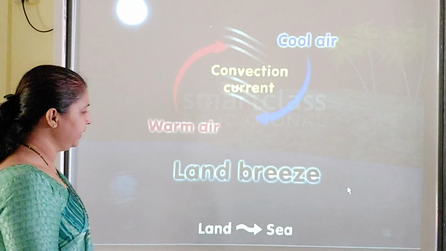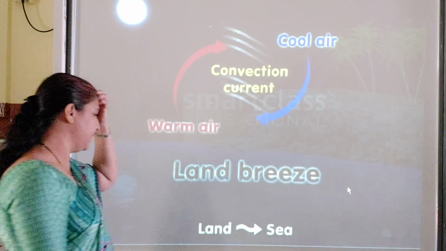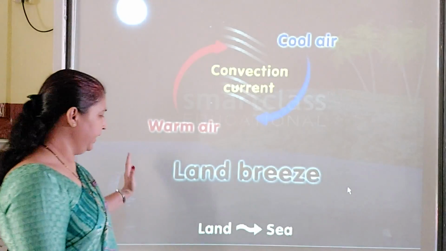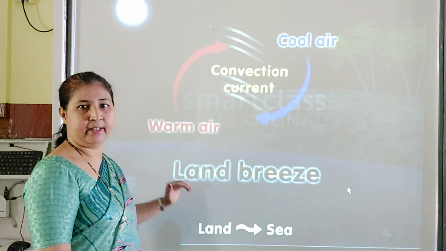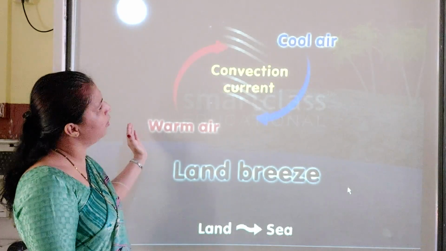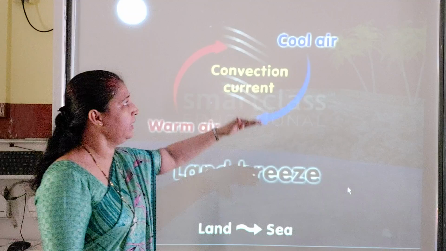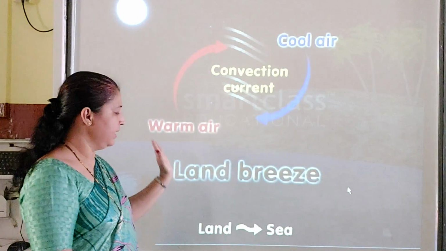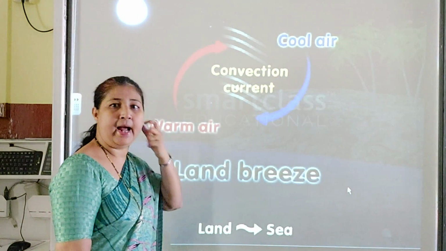So this is the opposite in the land breeze. What happens? During the night, the land cools faster than the water. So the warm air above the sea goes up, then the cool air from the land moves in. So this is called the land breeze.